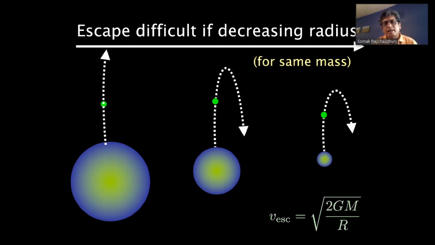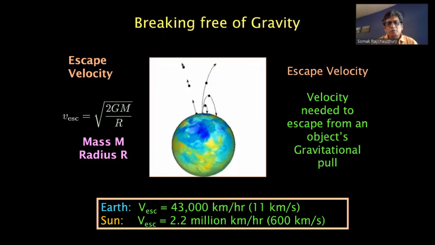Now, how small is that small radius? Let's look at that. And in order to do that, we have to look at the basic physics of it. But just to give you some numbers now, to escape from the Earth, as we looked at the escape velocity, just from that formula, to escape from the Earth, we need about 11 kilometers per second, or 43,000 kilometers per hour.